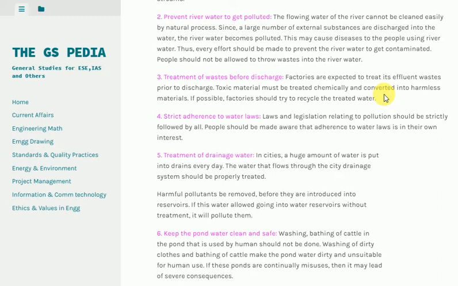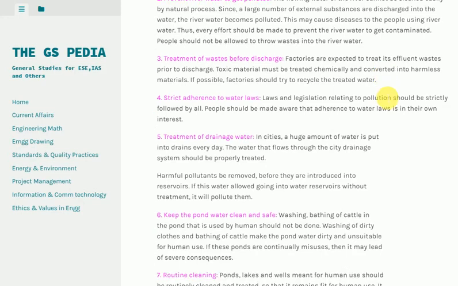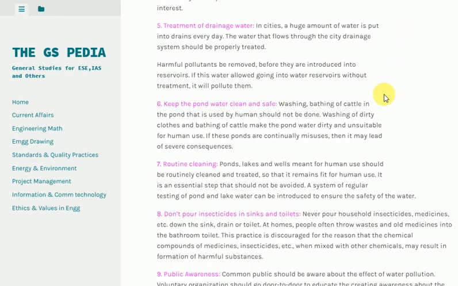5. Treatment of drainage water in cities. A huge amount of water is put into drains every day. The water that flows through the city drainage system should be properly treated. Harmful pollutants must be removed before they are introduced into reservoirs. If this water is allowed to go into water reservoirs without treatment, it will pollute them.